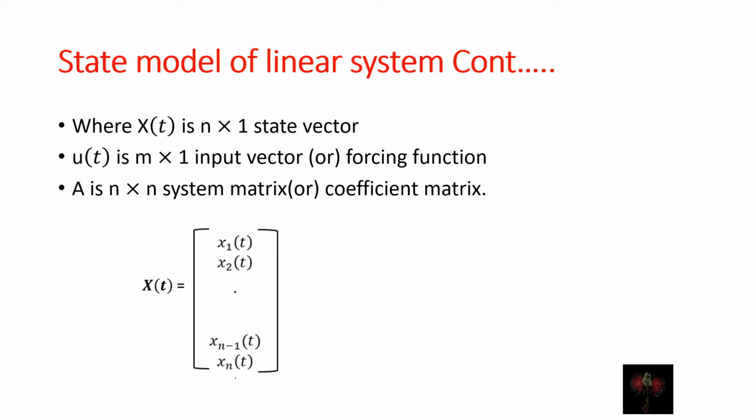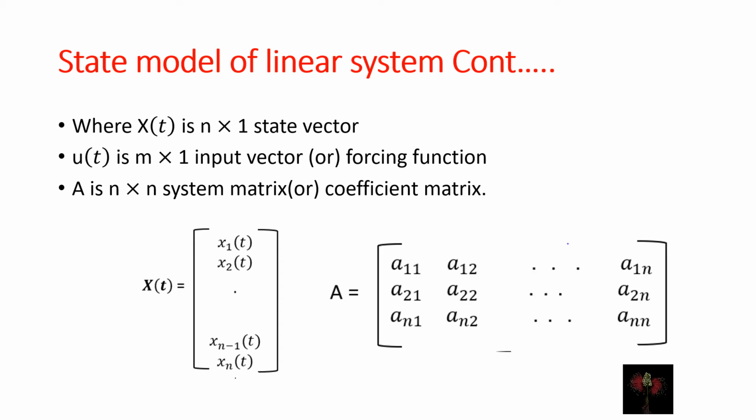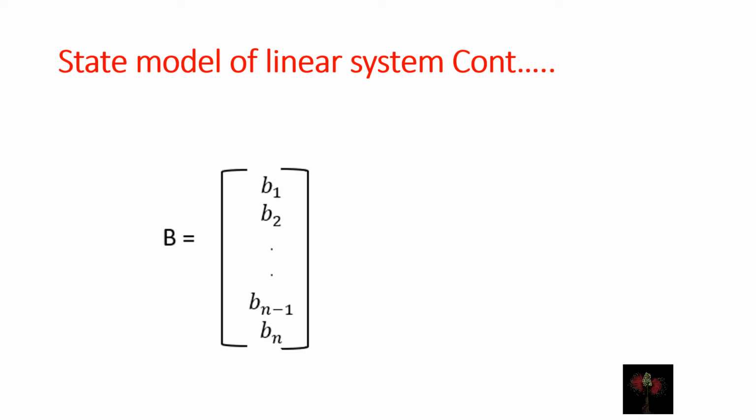This is the representation of x of t, the n cross 1 state vector, with n rows and 1 column, and A is the n cross n system matrix, that is A11, A12, and it goes on to A1n. Similarly, A21, A22 goes on to A2n, and An1 goes on up to Ann. The B matrix is equal to B1, B2, and it goes on to Bn, and the C matrix is equal to C1, C2, it goes on to Cn.